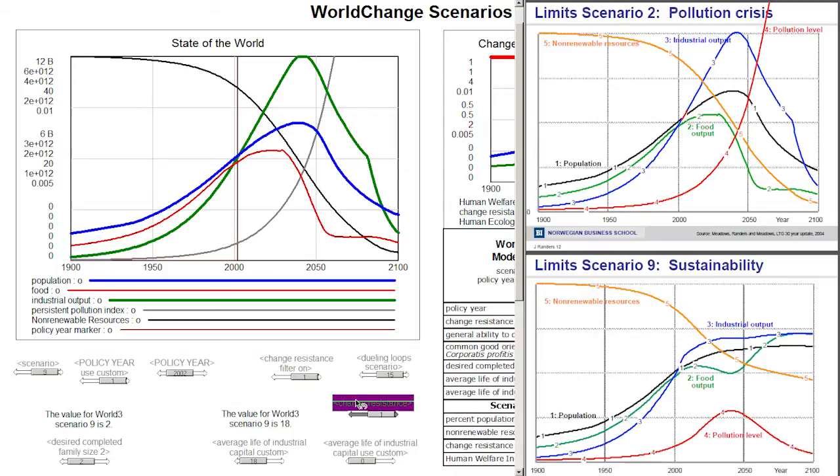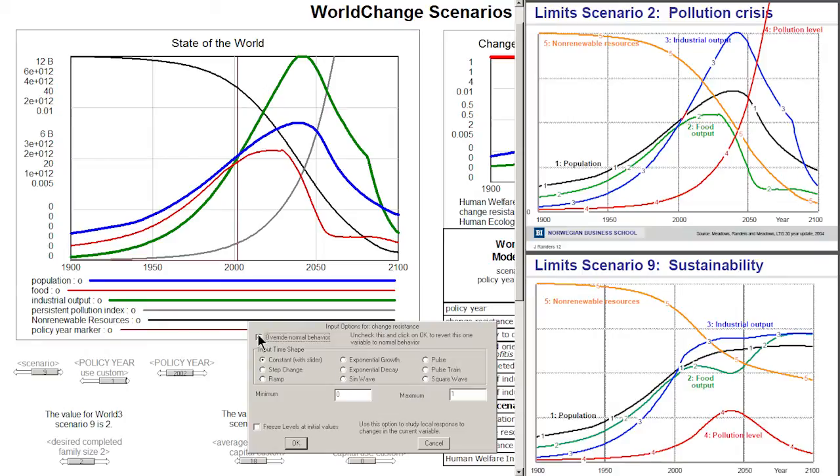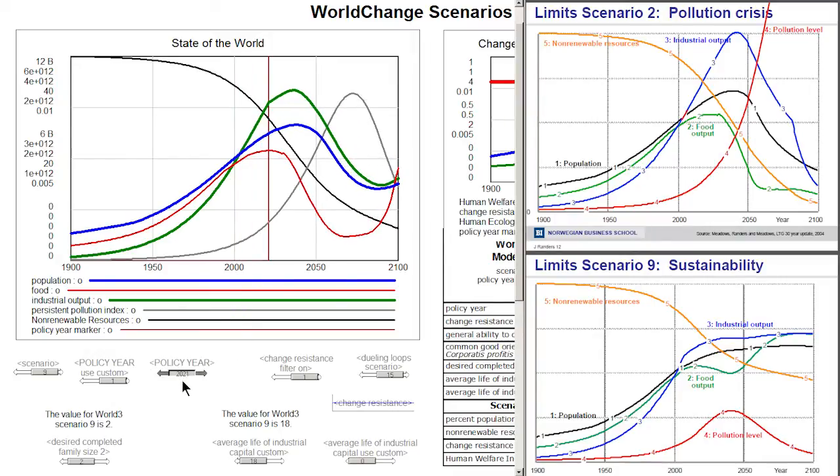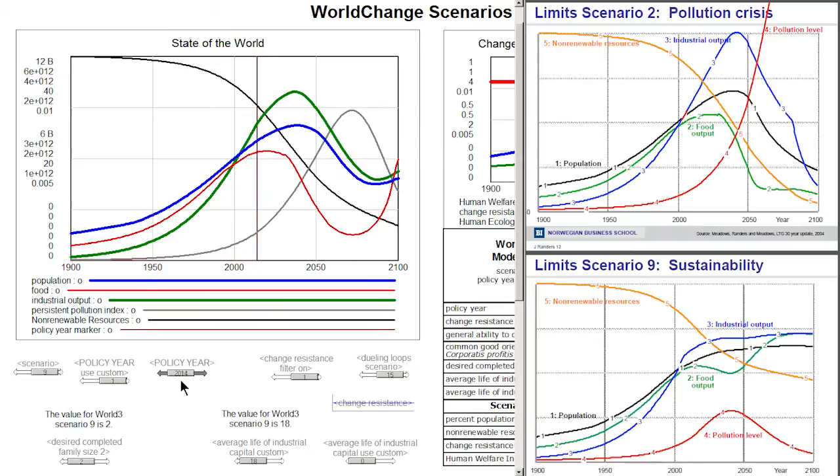Let's go ahead and end the slider option. I'm going to turn it off and get back to where we are. Now the change resistance subsystem is running again. It's too late to start the solution in 2002, so let's move it up to around today to 2015.